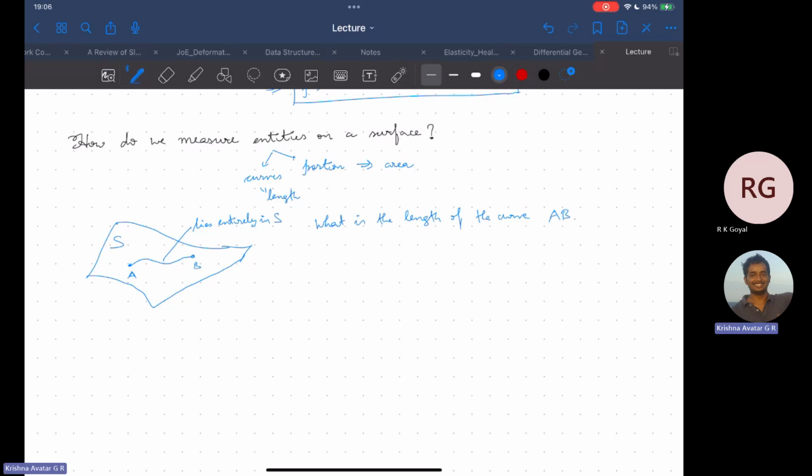Since we are dealing with the length of the curve, first of all we must define that curve. What is that curve? We have to parameterize it first. Parameterize this curve first.